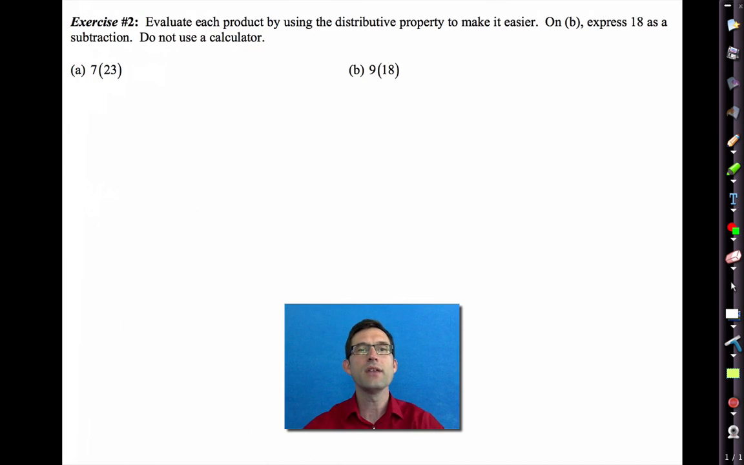Okay, evaluate each product by using the distributive property to make it easier. On B, express 18 as a subtraction. Do not use a calculator. Again, anybody could do this.